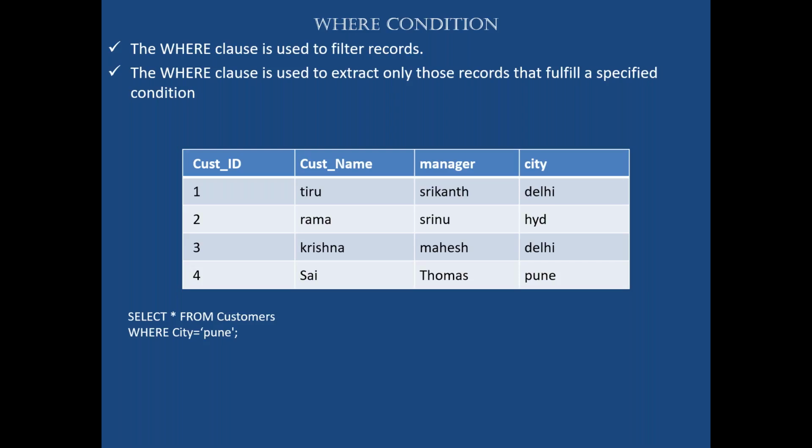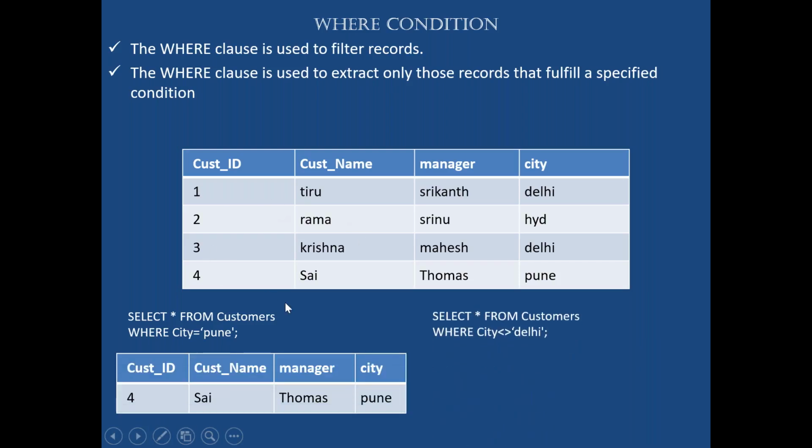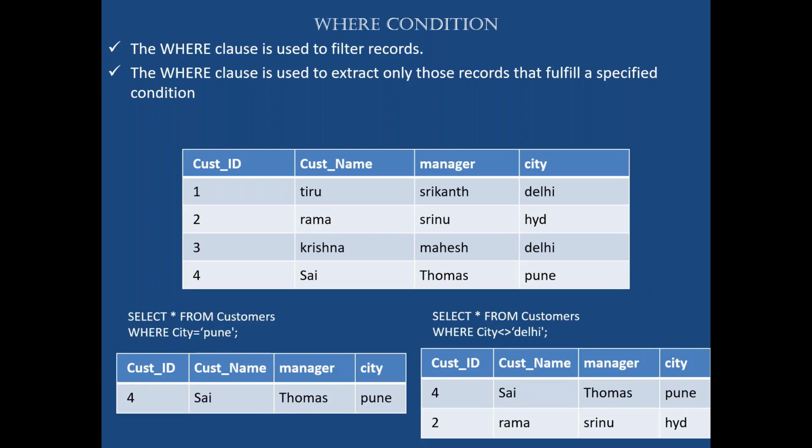If I say where city equal to Delhi, how many records will I get? 2 records, because there are 2, 1 and 3. Select star from customer where city not equal to Delhi means other than Delhi. How many are there other than Delhi? 2 and 4, Hyderabad and Pune.